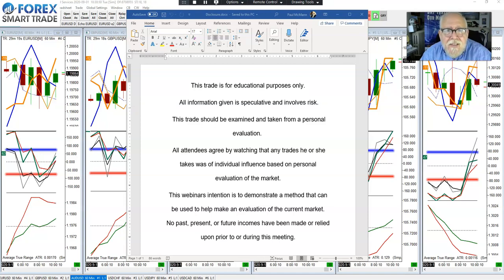So with that, let us move to the disclosure. The trade this morning is for educational purposes only. All information given is speculative and involves risk. Trades should be examined and taken from a personal evaluation. All attendees agree by watching that any trades he or she takes are of individual influence based on personal evaluation of the market. This webinar's intention is to demonstrate a method that can be used to help make an evaluation of the current market. No past, present, or future incomes have been made or relied upon prior to or during this meeting.